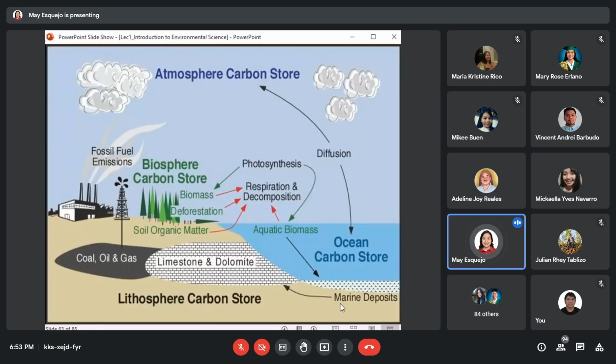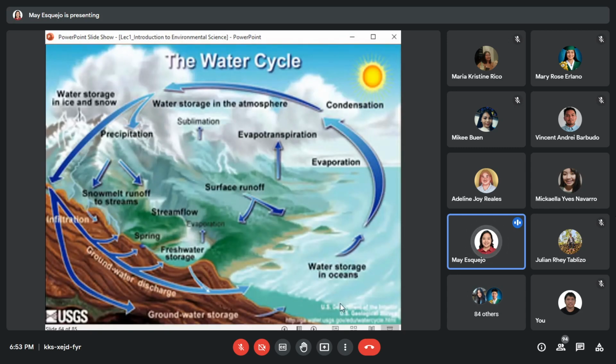Here is also a carbon cycle, kung paano siya umiikot sa environment. Okay. How it is consumed, and then babalik sa environment as waste, or paano siya kinukuha from the ocean, or it is stored in there and then diffused in the atmosphere. So, mga ganong cycles. Okay? Of course, the water cycle. Okay? Actually, lahat naman sila important na cycles.